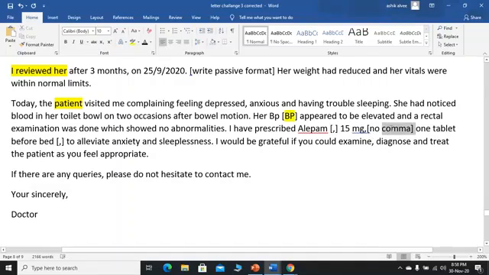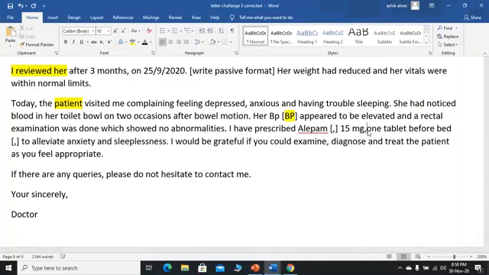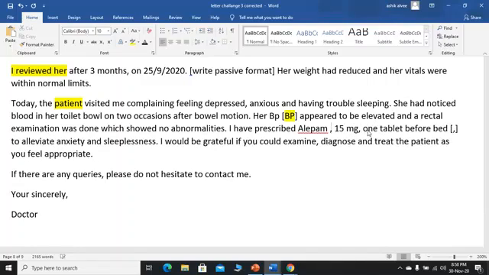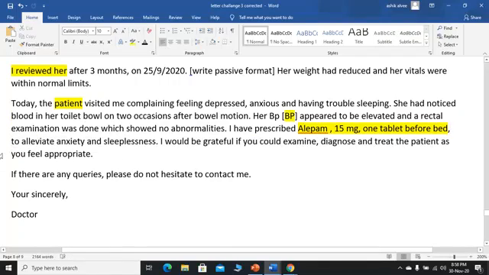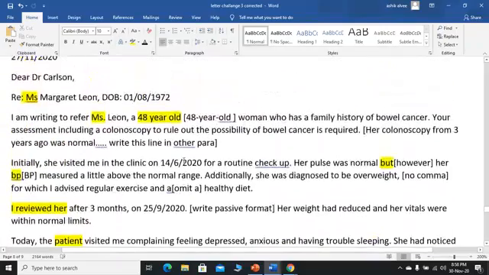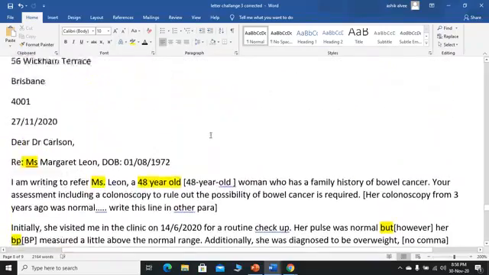Okay, let me correct the whole thing for you and highlight it for one last time today, so that you don't make this mistake in your letter. Elepam 15 milligram, 1 tablet before bed, comma. Okay, this is the proper writing. Punctuation. Tolerable anxiety and sleeplessness. Otherwise, the letter is right. So a lot of mistakes in this letter, and this is another grade C plus letter.